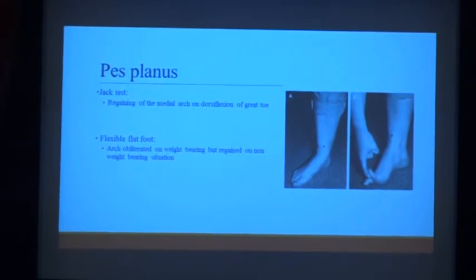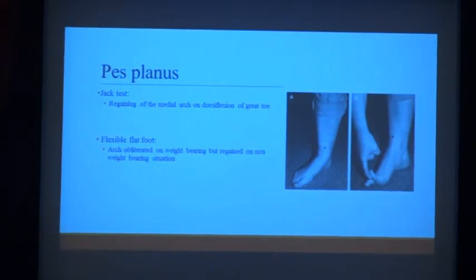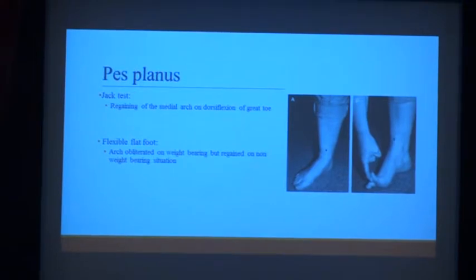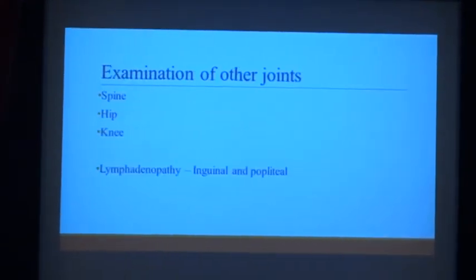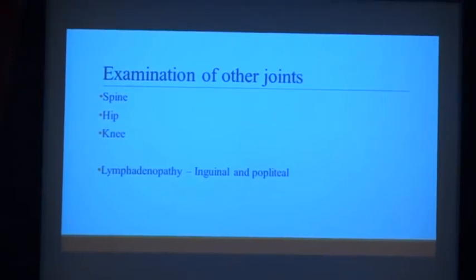So, regaining of the medial arch on dorsiflexion of the great toe, this is what you call a Jack test. It's almost like a windlass effect. That's when you're standing on the foot. Flexible flat foot: the arch is obliterated on weight bearing but regains on non-weight bearing. Other joints, spine, hip and knee have to be examined.